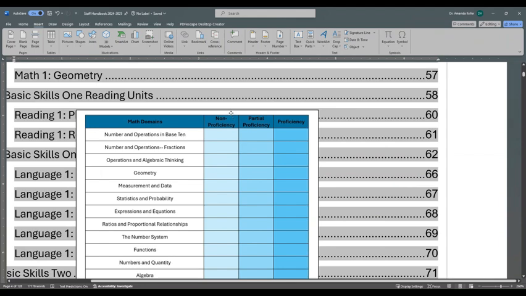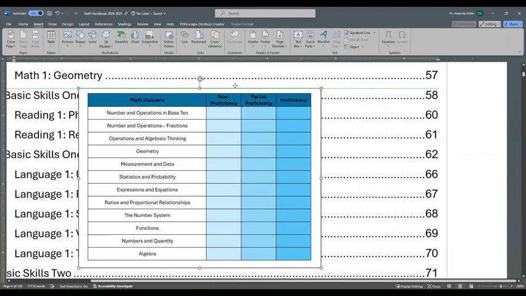These are the domains of the reading. I'm sorry, it's early, of the math test. So the entire TABE battery runs from number and operations in base 10 through algebra. And remember, this is E through A levels of TABE. So the more basic skills, I won't say the easier skills, but the more basic skills are toward the top of this chart, and the more advanced skills are toward the bottom. So these are the domains of math.